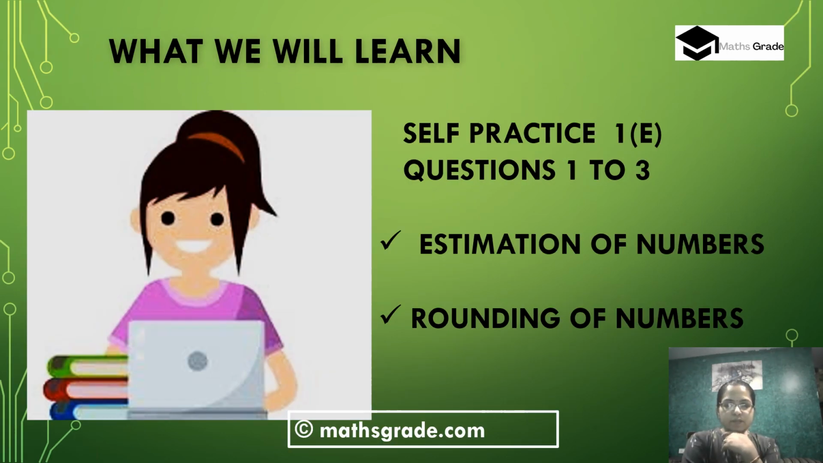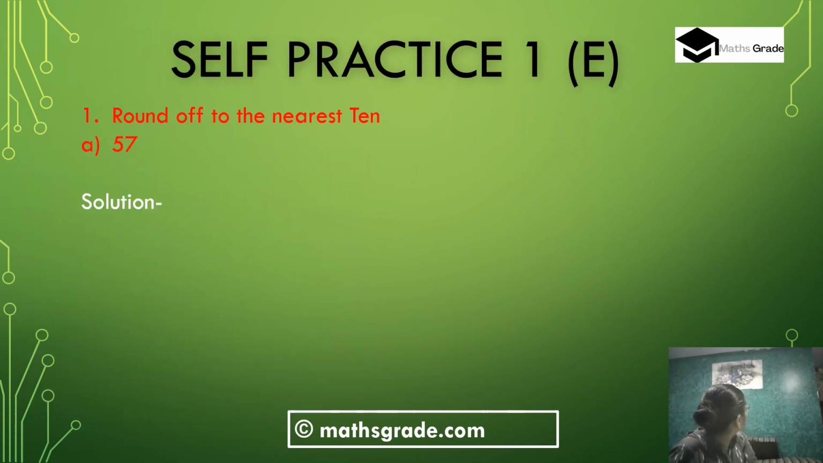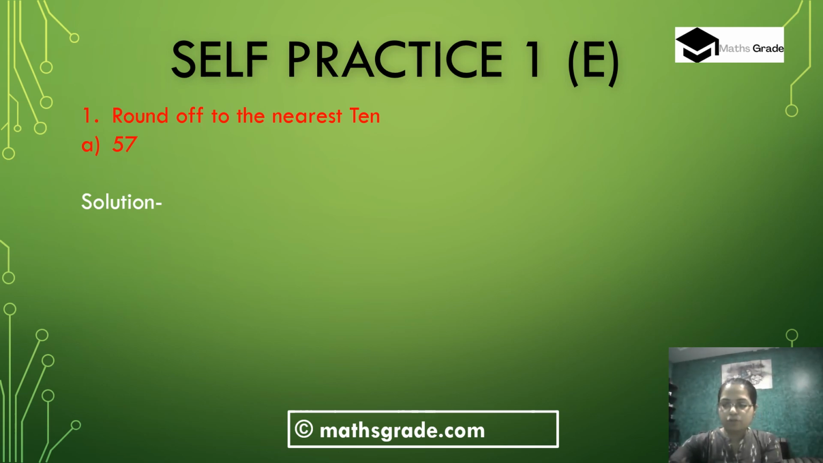Today we will learn and solve self-practice exercise questions 1 to 6, self-practice 1E, and chapter name is Knowing Our Numbers, and topic is estimation of numbers and rounding of numbers. Let's solve some questions. Now question number 1. Question number 1 is round up to the nearest 10.